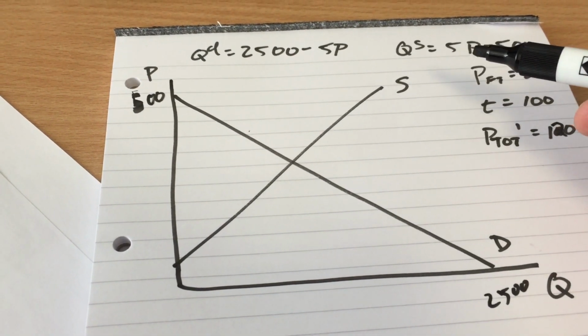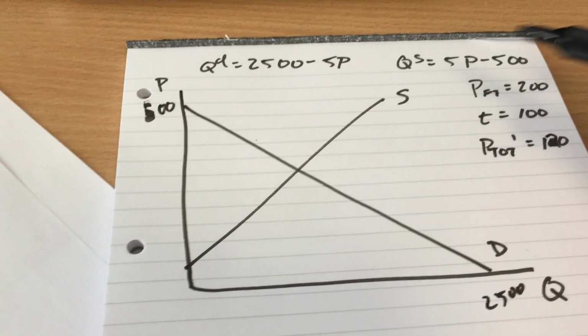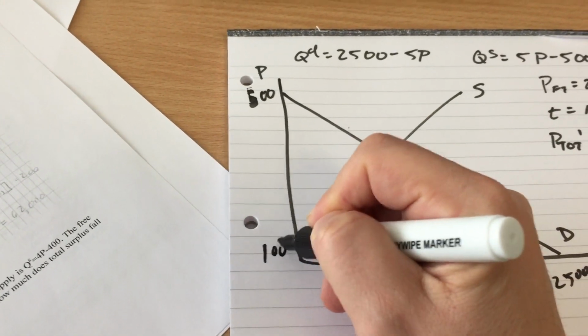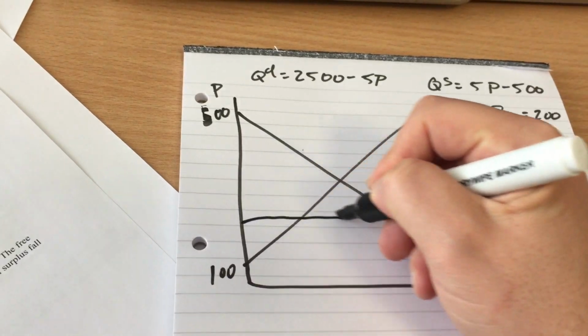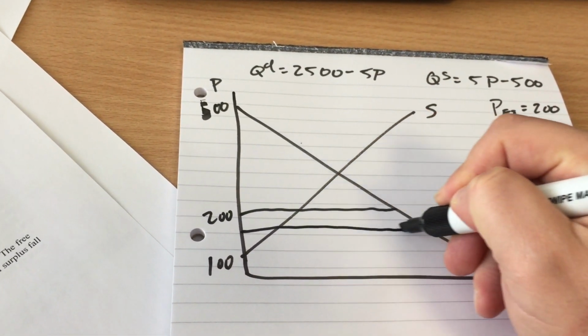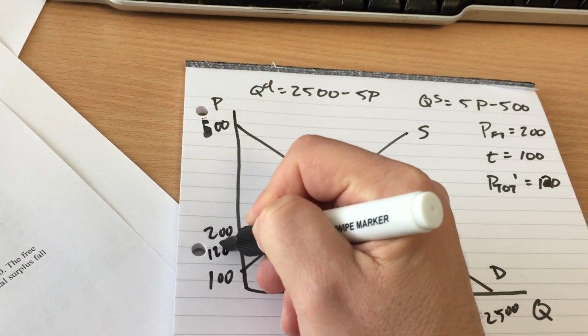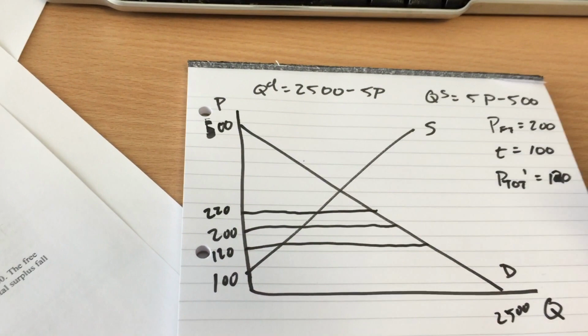If the price is 100, 5 times 100 minus 500 is 0. That's where quantity supplied equals 0. That's where we start off. We have a terms of trade price of 200 under free trade. We tack on the tariff that drives down the price in the rest of the world to 120, and that drives the price in our country up to 220.